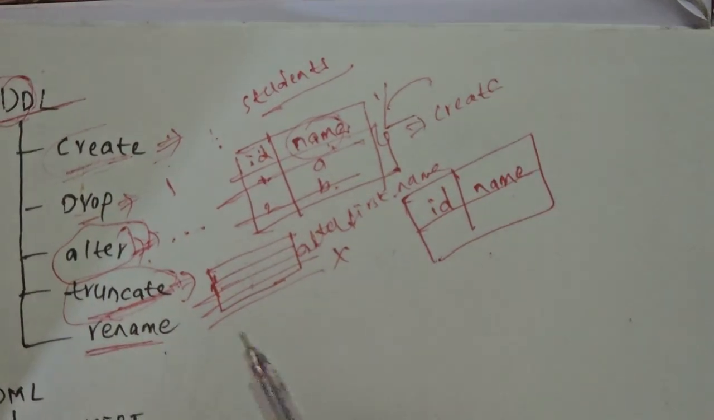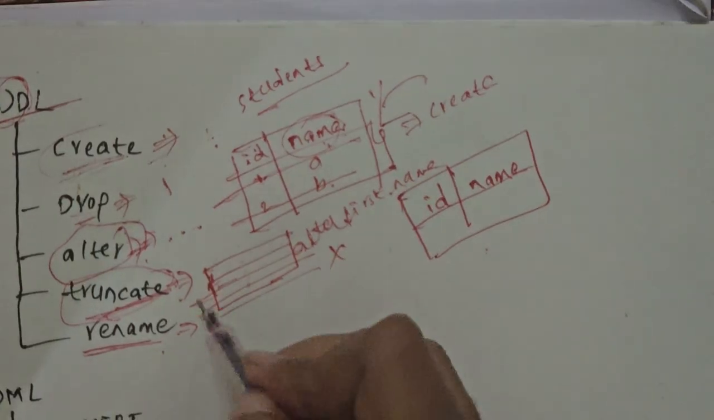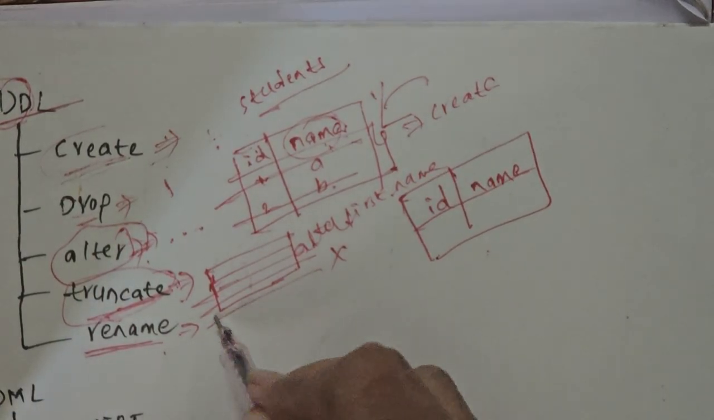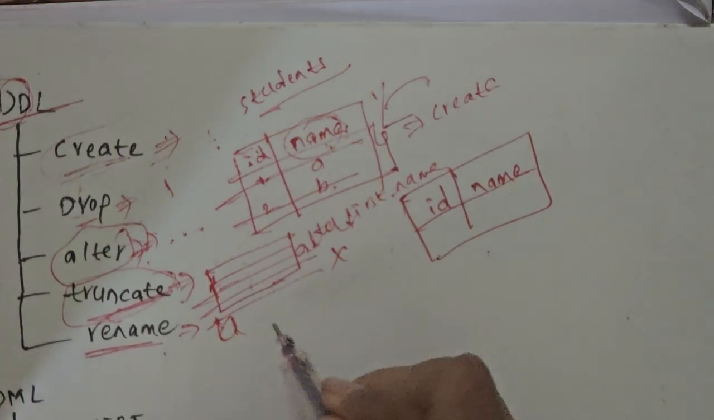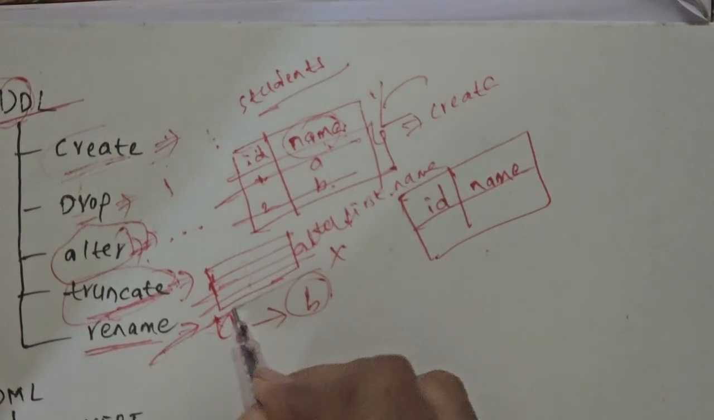Then rename. This command is used to rename. If you want to change the name of your database object from a particular name to some other new name, then you can use this rename command.